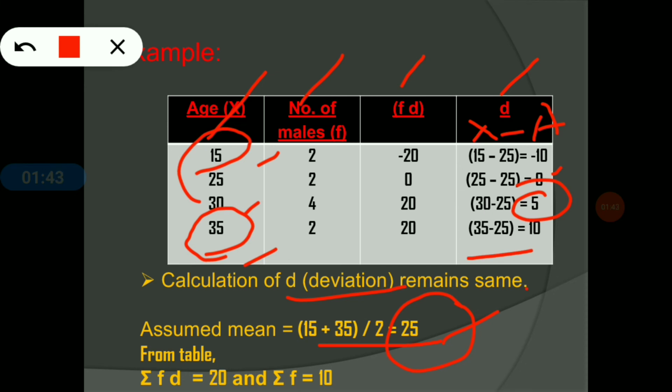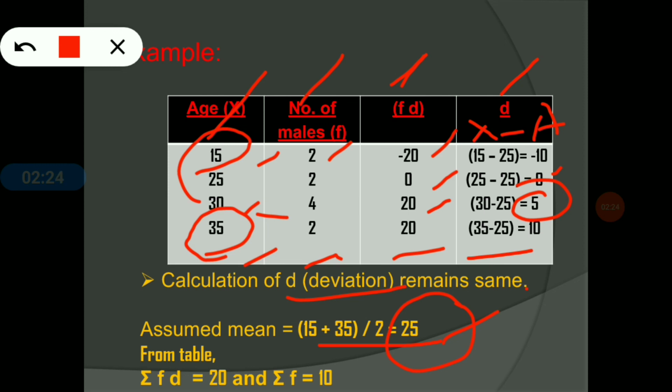Clear? Now going to the third column, where we calculate the multiplication of frequency and deviation. For the first x variable, the frequency is 2 and the value of d is minus 10, so f into d equals minus 20. For the second one, 2 into 0 is obviously 0. For the third one, 4 into 5 equals 20, and for the last one, 2 into 10 means 20. I think this is clear.